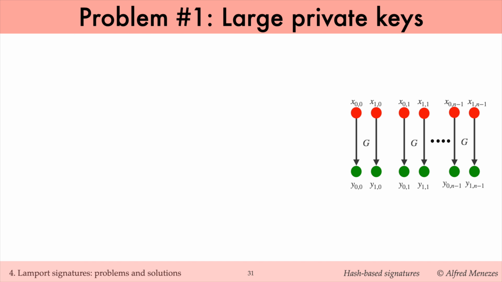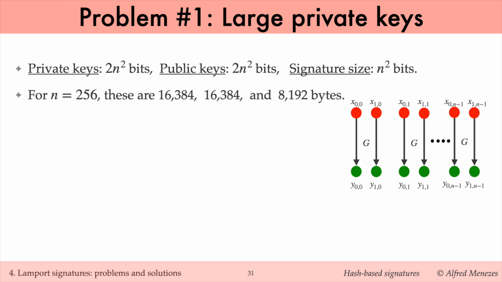The first problem with Lamport is the large size of private keys. Lamport private keys and public keys are each 2n² bits long, and the signature is n² bits. For n equals 256, this translates to 16,384 bytes for keys and 8,192 bytes for signatures. These are far larger than those in RSA and elliptic curve signature schemes.